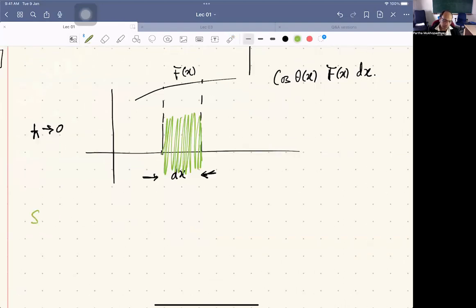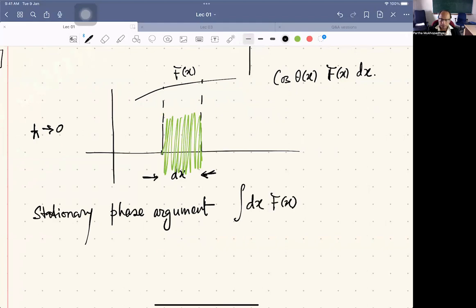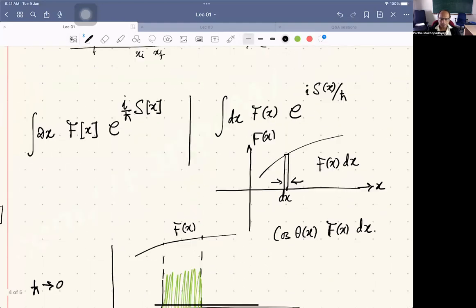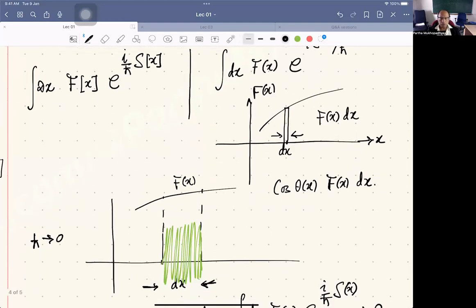So the stationary phase argument would therefore say that the integral dx f(x) e to the power i by h bar S(x) will go to 0 in the limit h bar going to 0. Okay, that's basically the argument. And as I said, it is not a rigorous argument. We are imagining this is how it is operating.